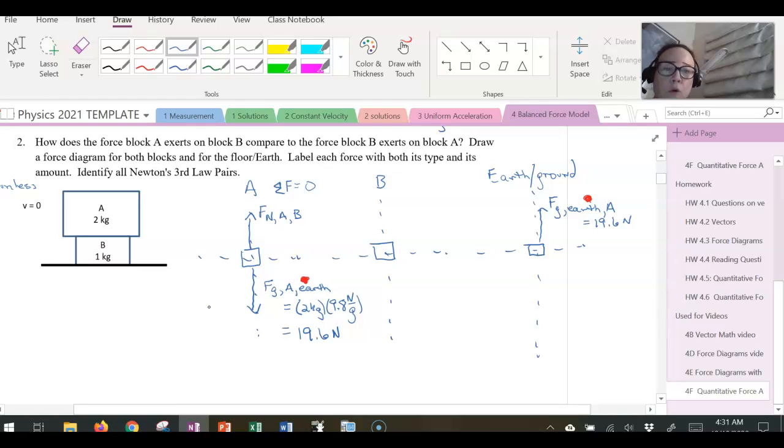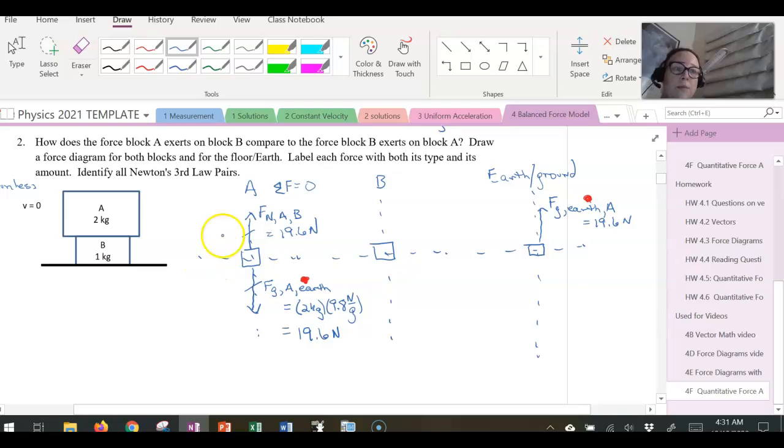B is holding A in place, not letting A fall down. And that normal force must equal the force of gravity on A by the Earth because these two forces are balancing each other. Since the net force is 0, there has to be as much force going up as there is going down. Okay, where is the third law pair of this normal force?